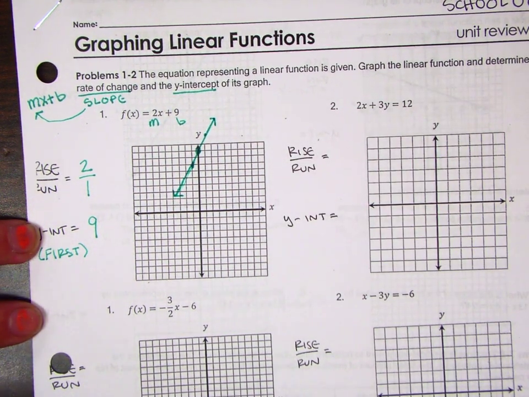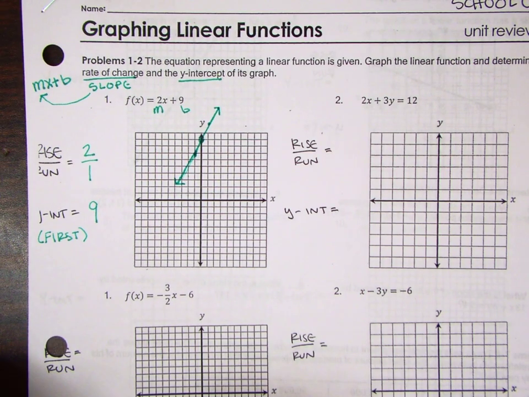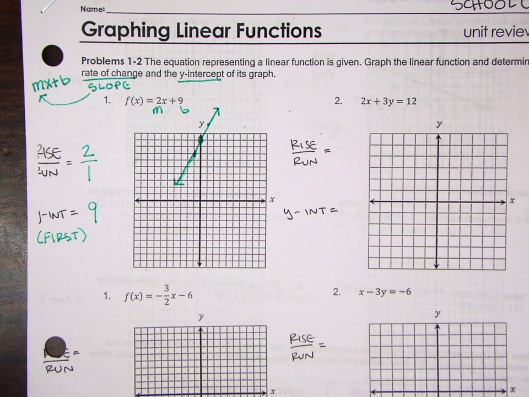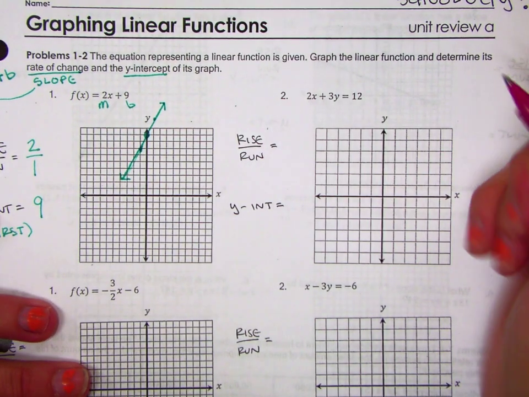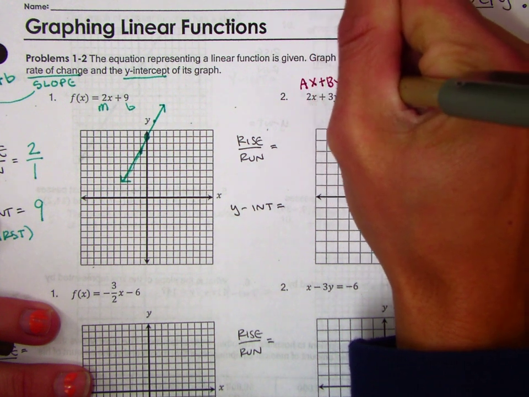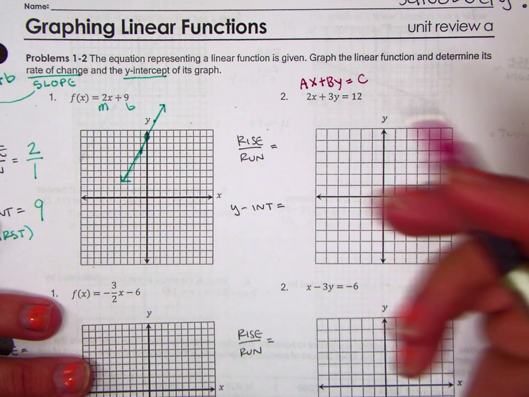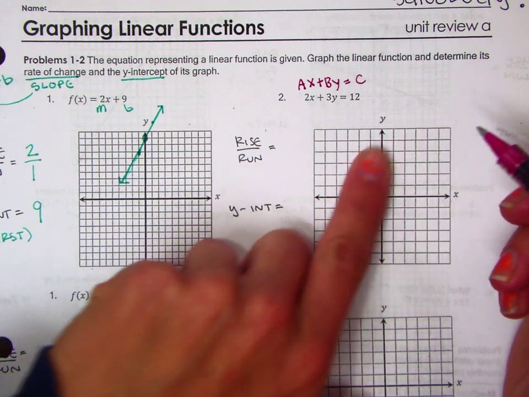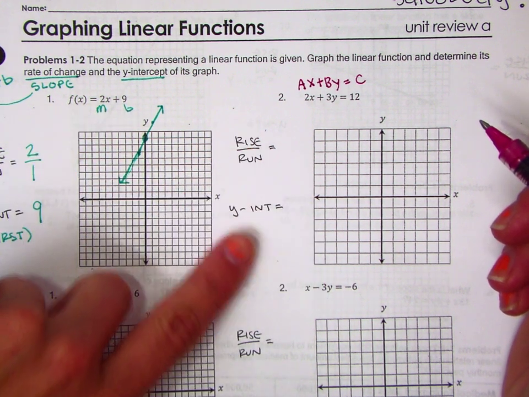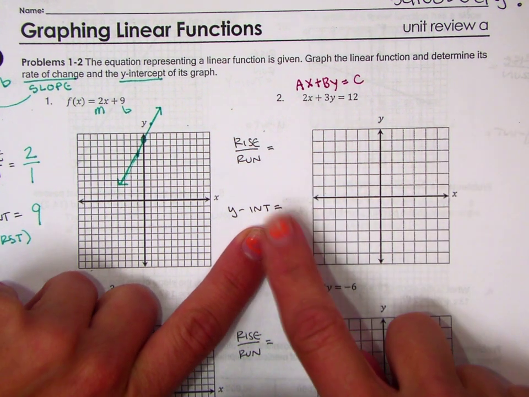All right, so now would be a good time to pause the video and try your number 1 down here. Number 2 is in standard form. So if you look here, this is in ax plus by equals c form. So you can solve this a couple different ways. You can find your intercepts and plot those guys, or you can find your slope and your y-intercept and do it like we did number 1. Regardless, you have to find your y-intercept.